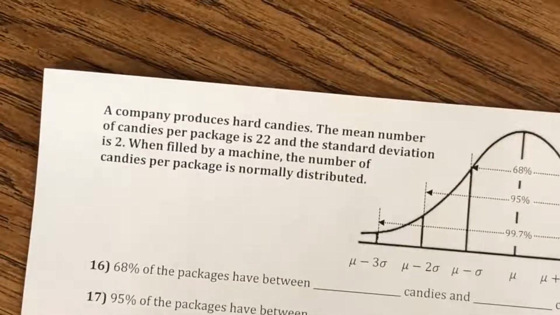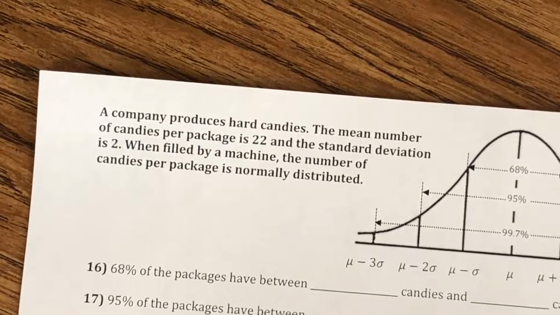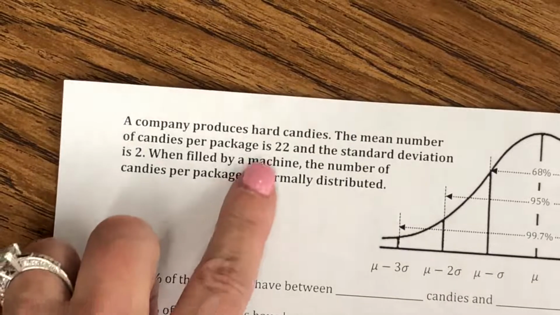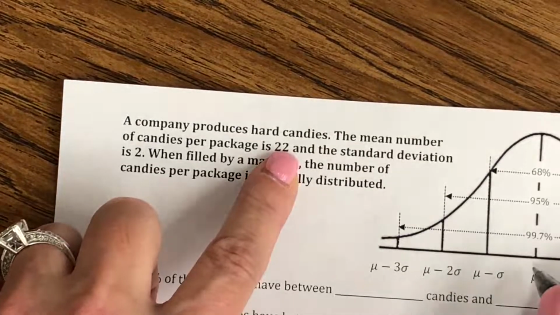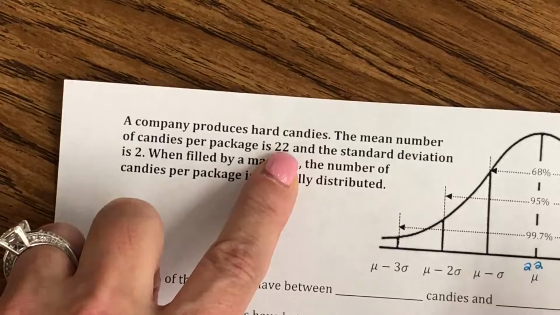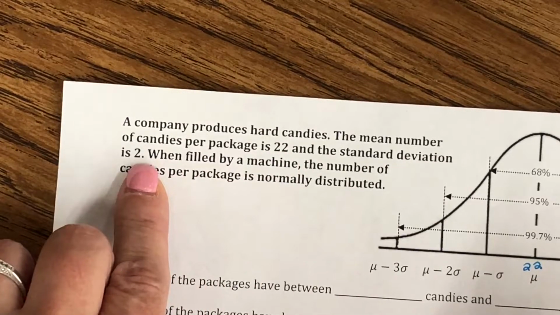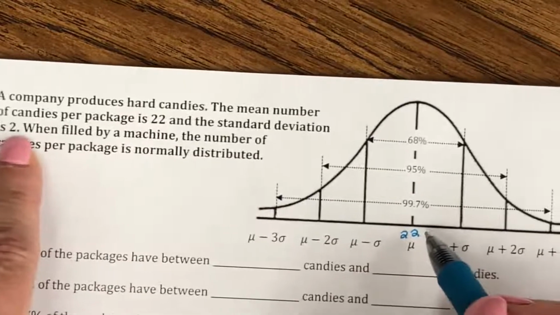A company produces hard candies. The mean number of candies per package is 22. So I know my mean is 22, so that goes right here. And the standard deviation is 2. So we need to fill in this chart right here.